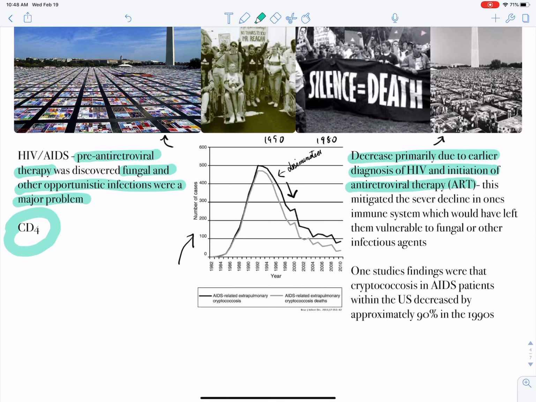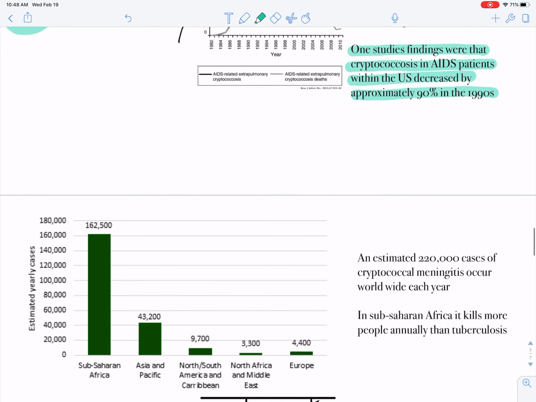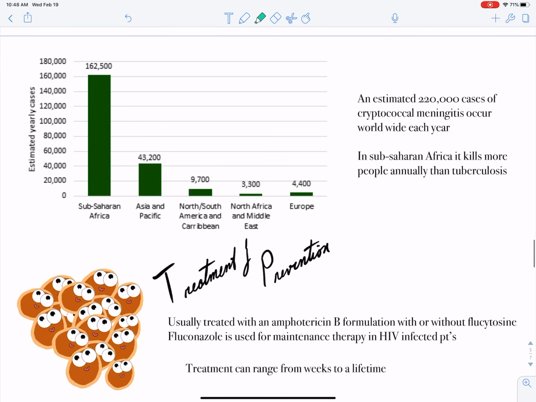One study's findings were that streptococcus in AIDS patients within the U.S. decreased by approximately 90% in the 1990s, which we can see again on this graph. So this is some statistics from 2017. An estimated 220,000 cases still occur worldwide each year. So we again can see how important the access to all of these drugs are. And just to give you something to compare these numbers to, in sub-Saharan Africa, it kills more people annually than tuberculosis.